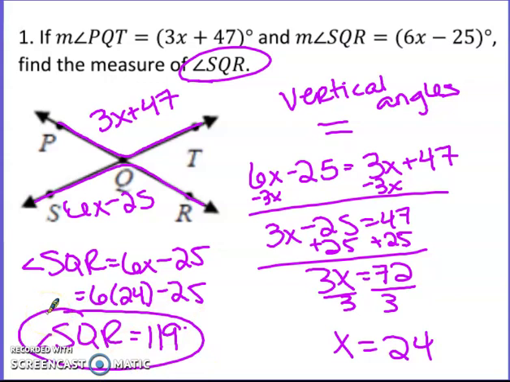Now again, to be able to check yourself, if they're vertical angles, the top should also be equal to 119. So if I plug 24 in for 3x plus 47, that should also equal 119. And when it does, now you know you're correct in solving your problem. But make sure, again, you're paying attention to what type of angles they are, and you're paying attention to what the question asks, whether you stop at x and you found your answer, or whether you need to keep solving.